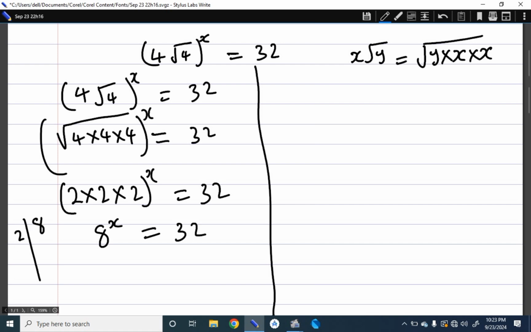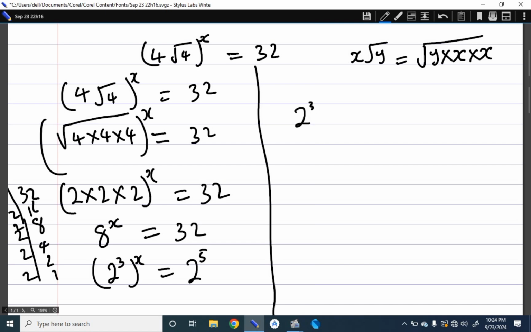8, 2 divide is 4, 2 divide is 2, 2 divide is 1. So I'm dividing with 2 and they are 3 in number, then all raised to power x is equal to 32. If I break 32 down, 2 divide will give us 16 and so on. So I'm dividing with 2 and they are 5 in number. If you clear this bracket, this is now 2 raised to power 3x is equal to 2 raised to power 5.